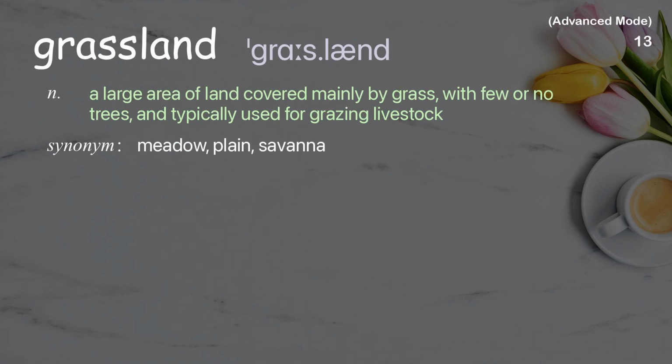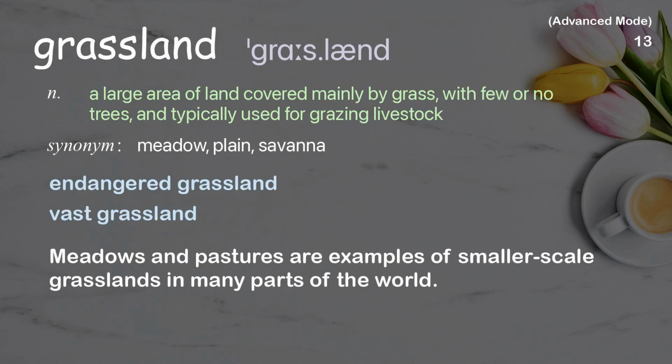Grassland. A large area of land covered mainly by grass, with few or no trees, and typically used for grazing livestock. Examples: Endangered grassland. Vast grassland. Meadows and pastures are examples of smaller-scale grasslands in many parts of the world.